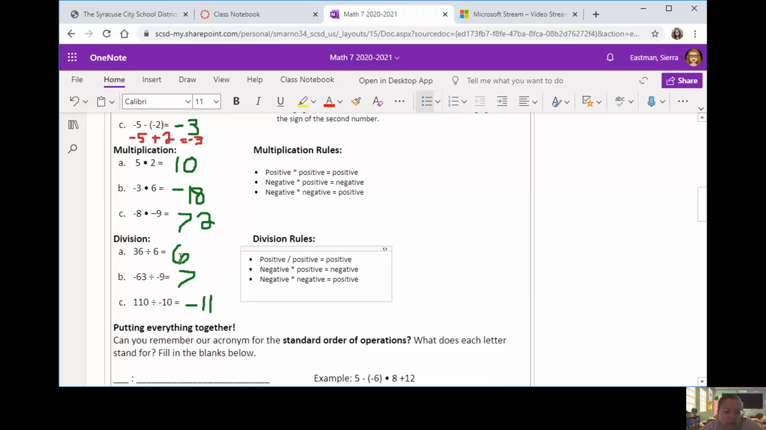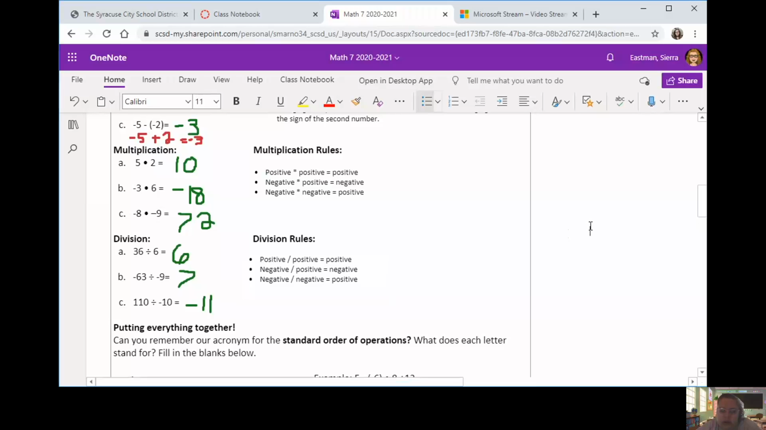We can see that. A negative divided by another negative equals a positive. We see that with question B. And then when I go down here, there's one positive and one negative, so that would be this rule here. There's one of each. I'm dividing again. And we see that we still get a negative answer.